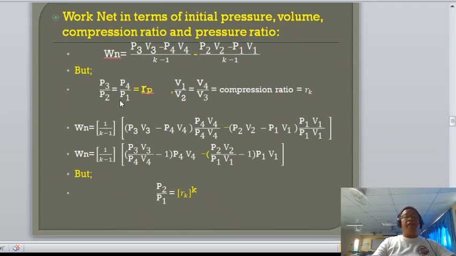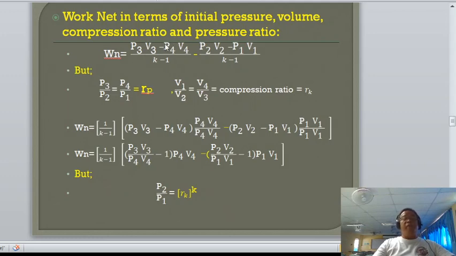So, let us now proceed to the net work in terms of the initial pressure, volume, compression ratio, and pressure ratio. So, knowing that the work or the net work is the difference between the heat added and the heat rejected. So, for isentropic process, the work is, of course, (P3 V3 minus P4 V4) over k minus 1. So, this is for isentropic process.